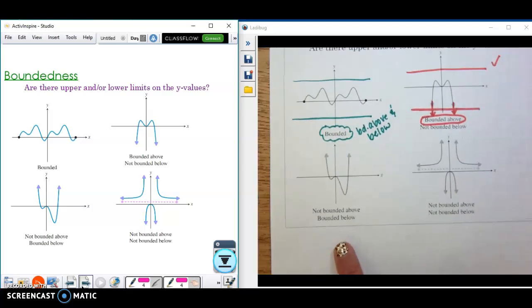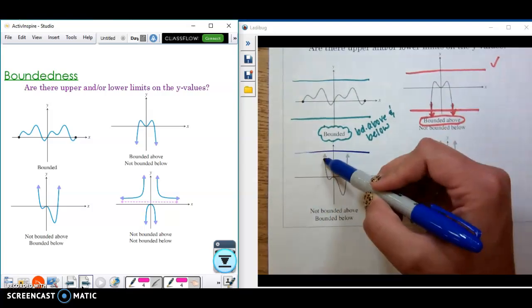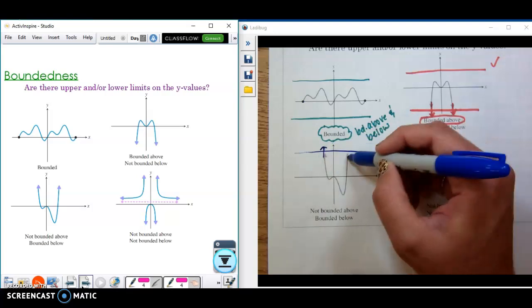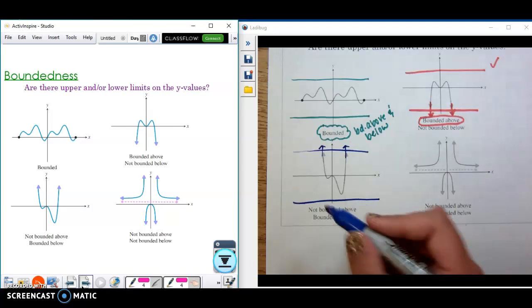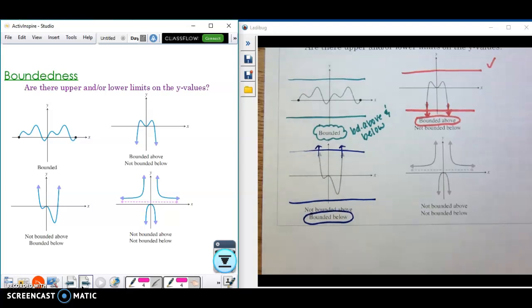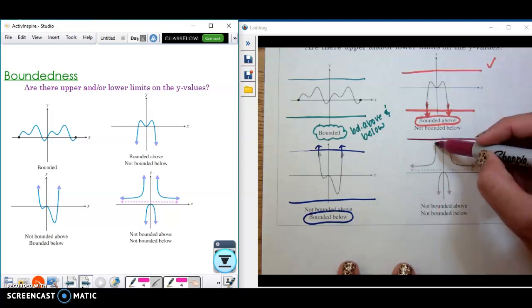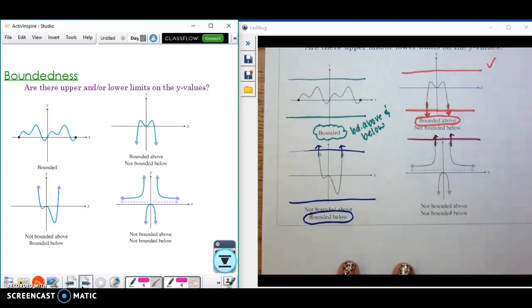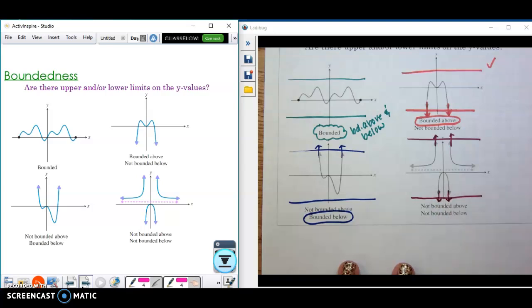So then our next graph down here, if I draw a line on top, well, because these have arrows, this means that it would cross, so it's not going to be bounded above. If I draw a line below, it will be bounded there. So we would consider this to be bounded only below. And then my last example, if I draw a line on top, it will cross, so it's not going to be bounded there. And if I draw a line on the bottom, it's going to cross, so it's not bounded there. So we would just say this whole graph is not bounded.